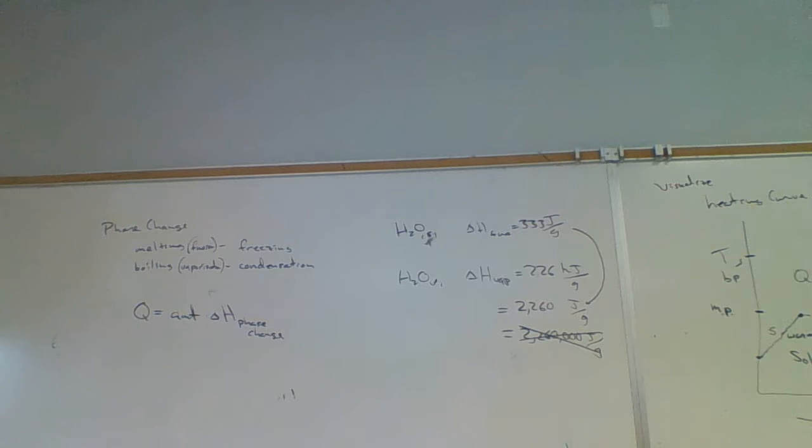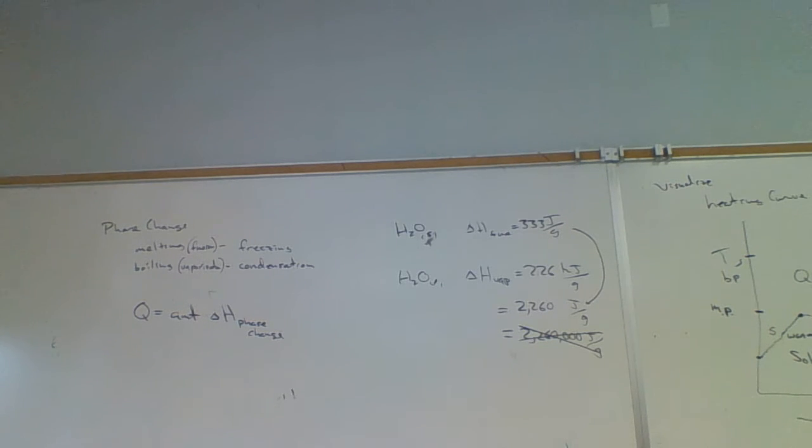Why is there no delta T? The reason there's no delta T is because when you melt it, it melts at 0 degrees C, the temperature doesn't change. When you boil water, it boils at 100 degrees C, the temperature doesn't change. And so the temperature is constant.